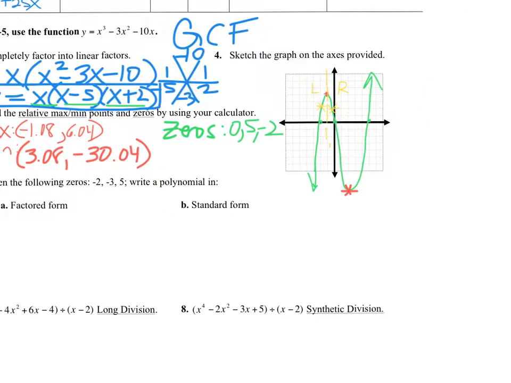Here we go. So when you're finding the minimum, you're going to go second trace. Minimum is number 3 now. And then you want to go to the left side. You don't have to change the window. I see that it's on the left right there. I'm going to hit enter. See, I put it like right about here. And then arrow over until you can see it again. There it is. And then hit enter one more time. And there it is. 3.08, negative 30.04.